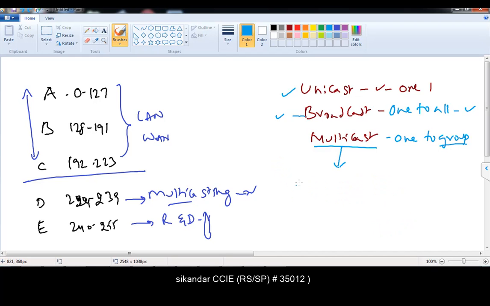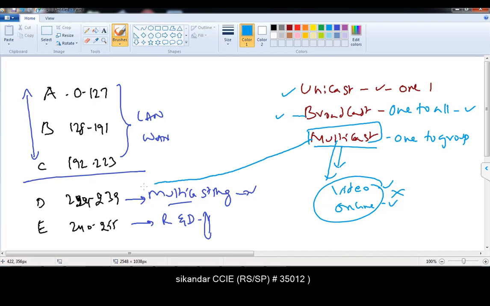For multicasting, some examples are all your video conferencing applications, or even online videos, online audio, and live streaming of any match. So probably these are all examples of multicast traffic. To generate and host that type of multicast traffic, they use this address. This address is going to identify the group, and whichever group wants that multicast traffic.